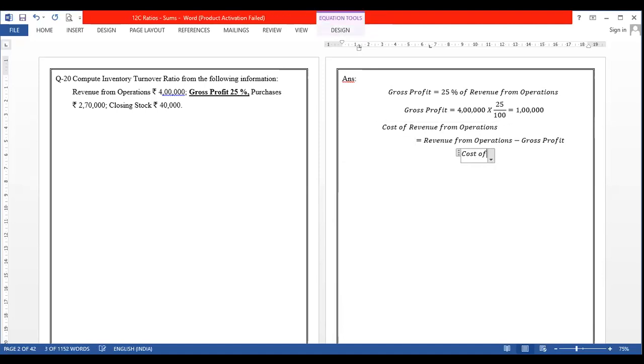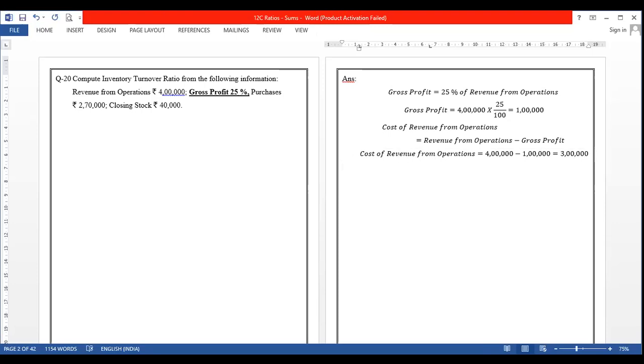That's the formula required now. So cost of revenue from operations will be equal to revenue from operations given to me, 4 lakh rupees, minus the gross profit calculated, rupees 1 lakh. So this amount will be equal to 3 lakh rupees. Cost of revenue from operations aa gaya.